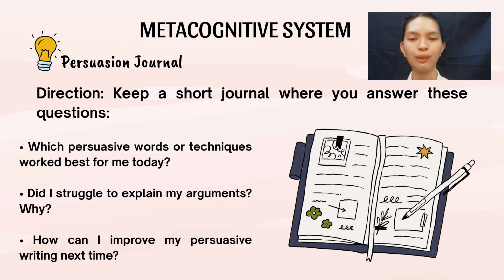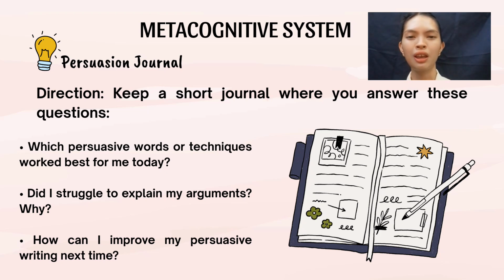Level 5. Level 5 is the metacognitive system. The metacognitive level is about the student's self-awareness, thinking about one's own thinking. Here, students reflect on which persuasive words or techniques work best for them, whether they struggled, and how they can improve. So my activity here is a persuasion journal. Reflect on techniques, struggles, and improvements.